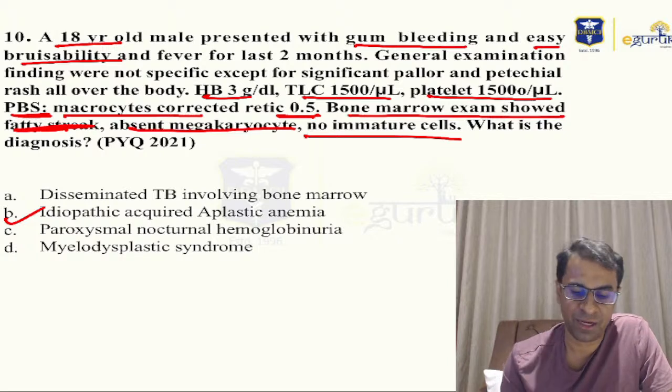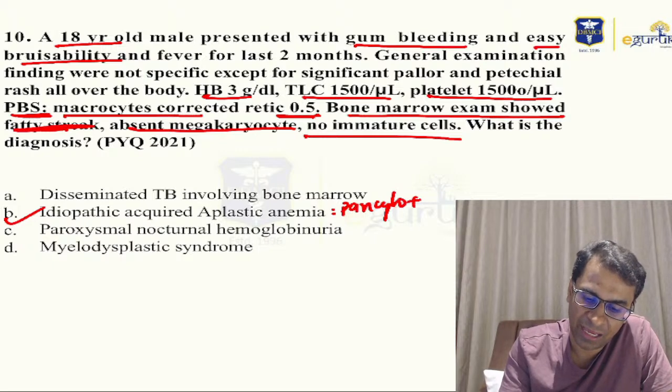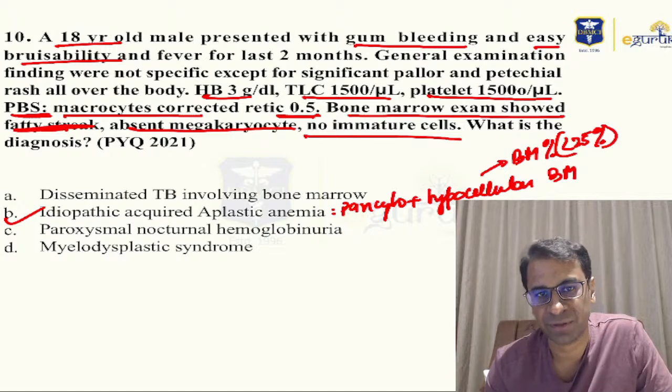Remember, what is aplastic anemia? It is a simple case of pancytopenia along with a hypocellular bone marrow. Hypocellular bone marrow means the bone marrow cellularity should be less than 25%. Simple. Less than 25%.